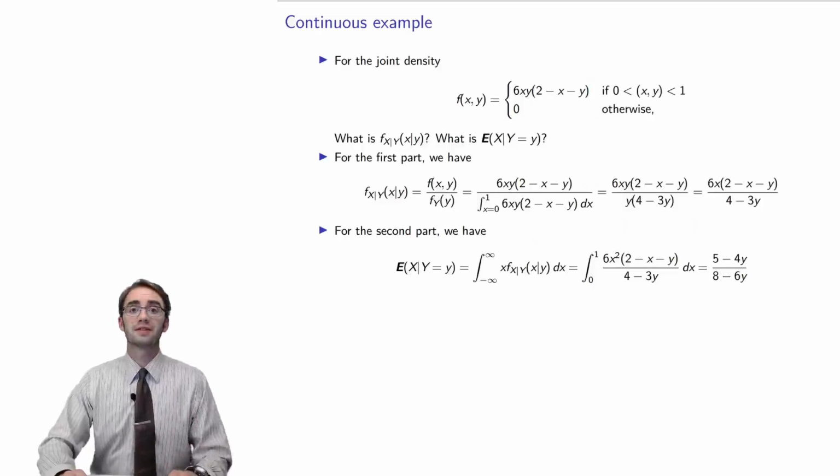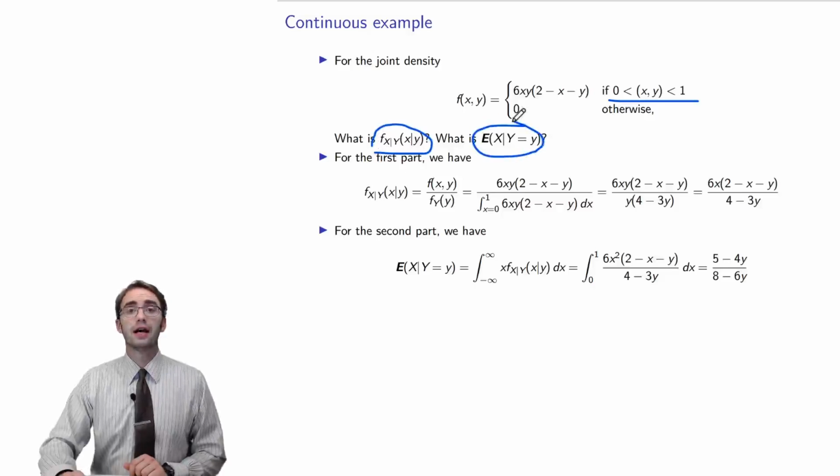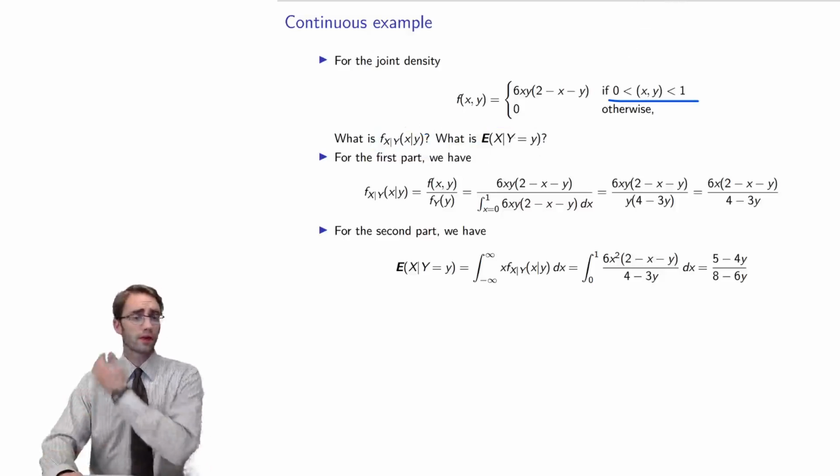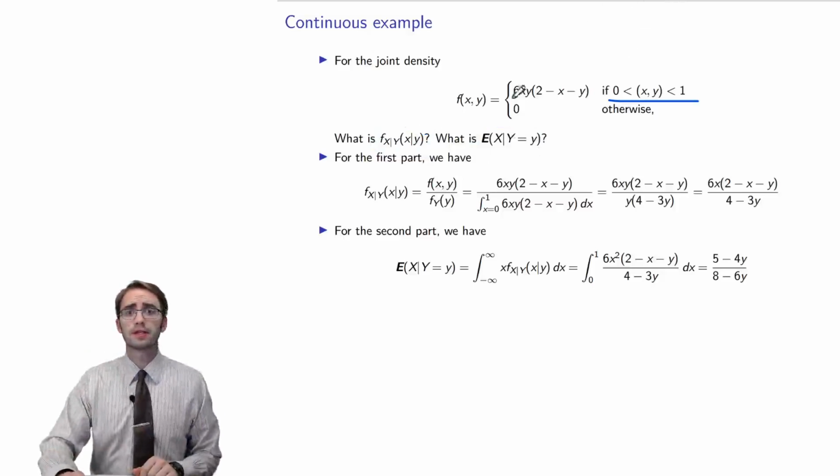Let's do a continuous example too. We've got a joint density function that looks like this thing you see here, and it's defined for x and y between 0 and 1. And we're going to ask, what is the conditional density on x given y? And then what is the expected value of x given the value of y? Again, both of these are just going to be plug and chug, but we just want to make sure we're referring to the correct formulas and using them properly.